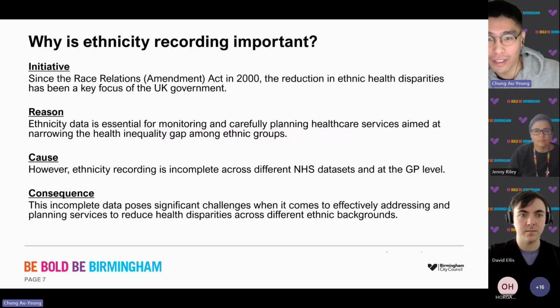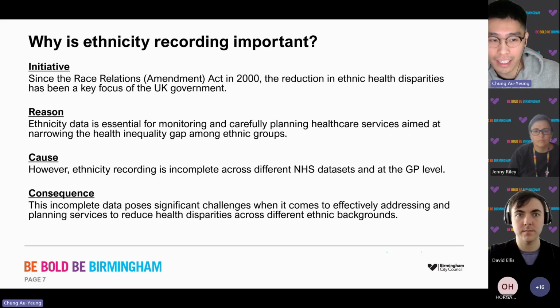So why is ethnicity recording important? The reduction in ethnic health disparity has been a key focus of the UK government since the Race Relations Act in 2000. It is essential to monitor and carefully plan the healthcare services, which aim to reduce the health inequality gap among these ethnic groups. In the later slides, I will demonstrate the existing gap that we found in our projects, namely the diabetes and pregnancy outcomes projects, in which we found a significant health inequality gap among ethnic groups.